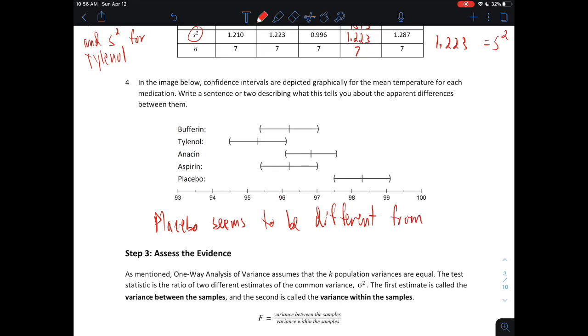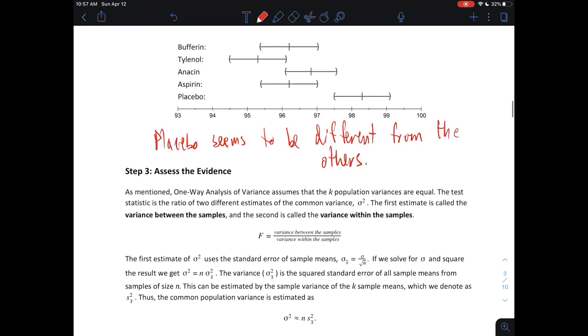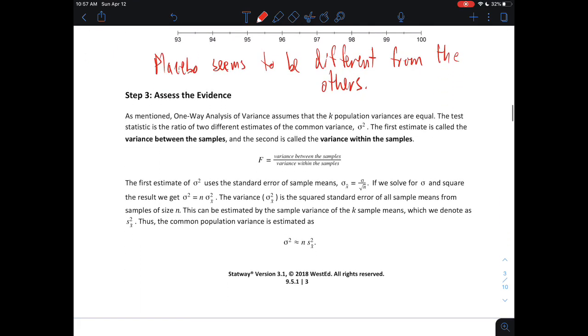And with that thought, think of how that compares to your alternative hypothesis, where we wanted to see if one mean was different from the others. All right, step 3. Assess the evidence.